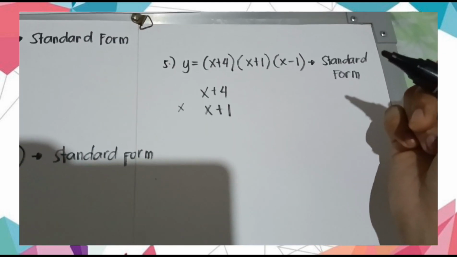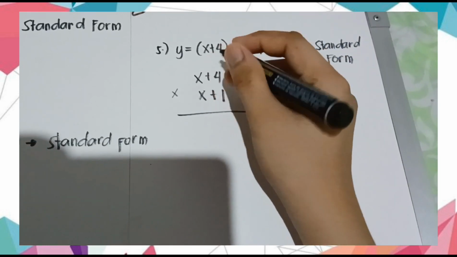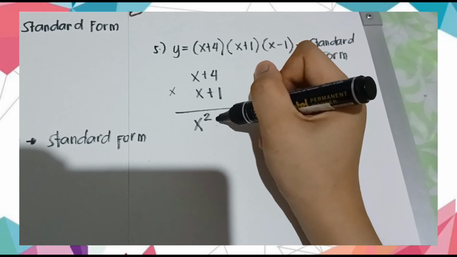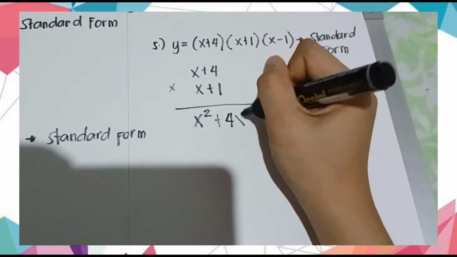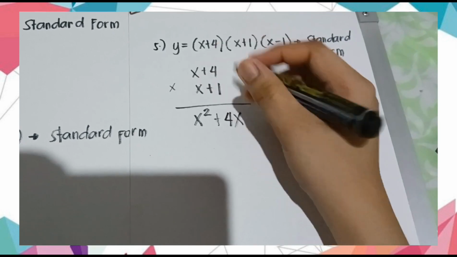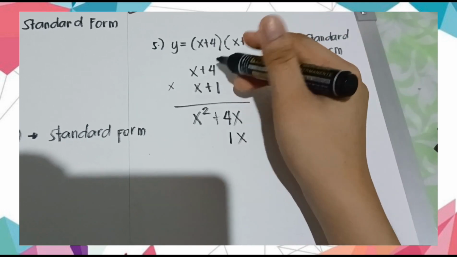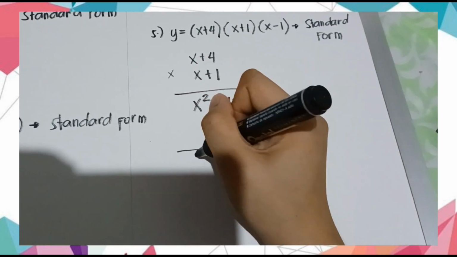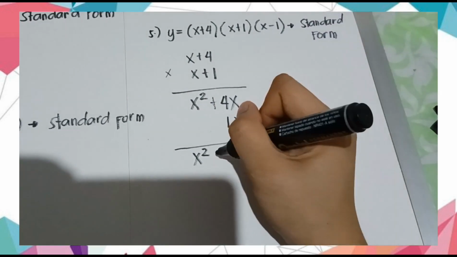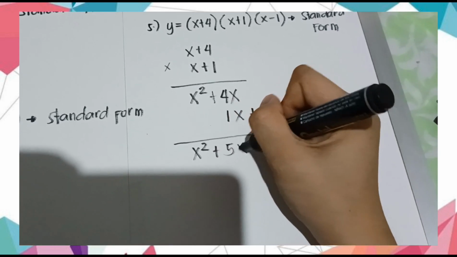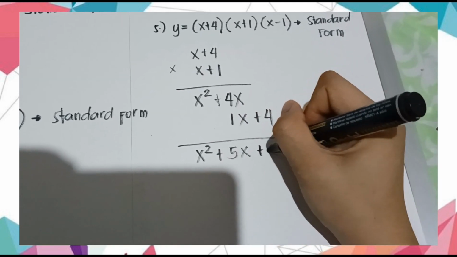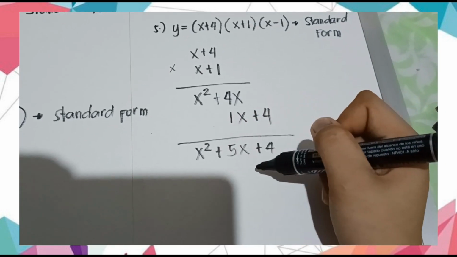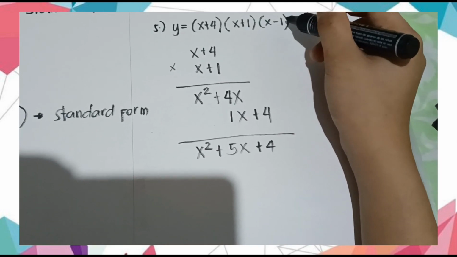In multiplying these two factors, we first multiply x times x, so it gives us x squared. And then 4 times x gives us 4x. Another, 1 times x gives us x or 1x. And then 4 times 1 gives us 4. So we add the two. x squared, we bring down. And then we add 4x plus 1x, which gives us 5x. And then plus 4. Finally, we multiply the answer by x minus 1.